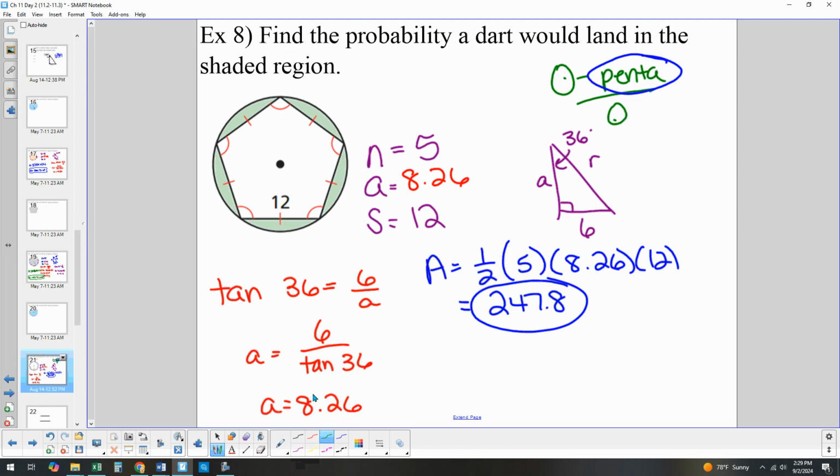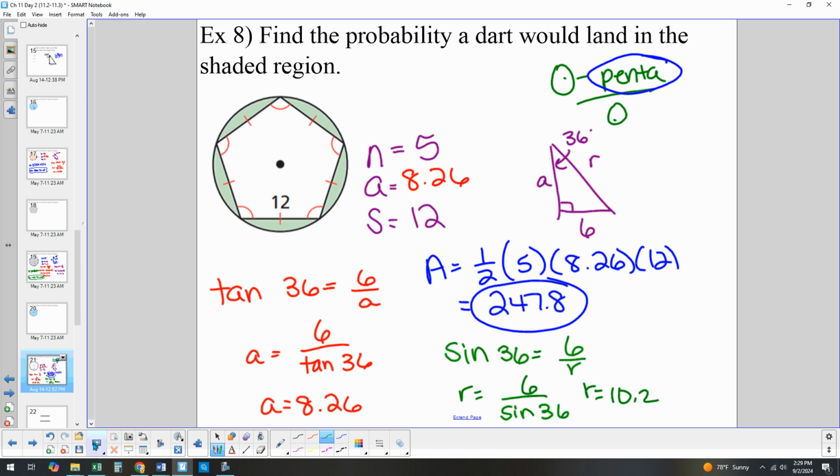I still have to find the radius to get the area of the circle. So I'm going to use sine, right? O and H. Sine of 36 equals 6 over r. So that means r will be 6 divided by sine of 36. So r is 10.2.